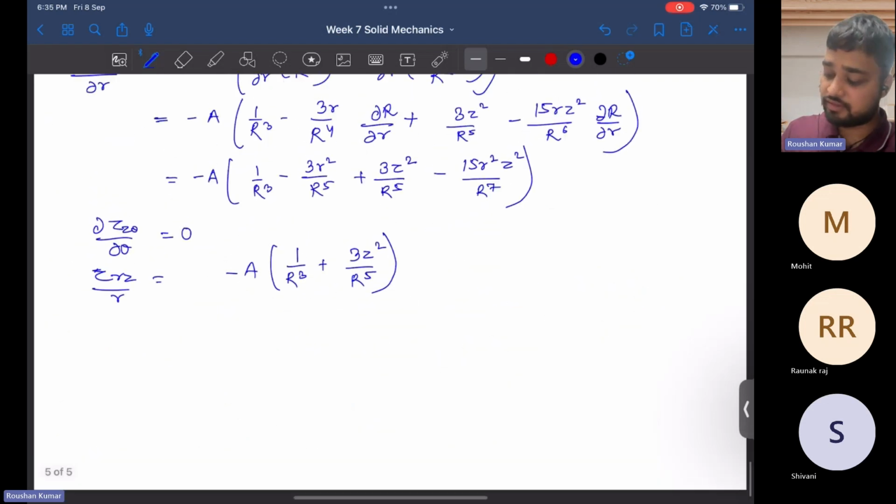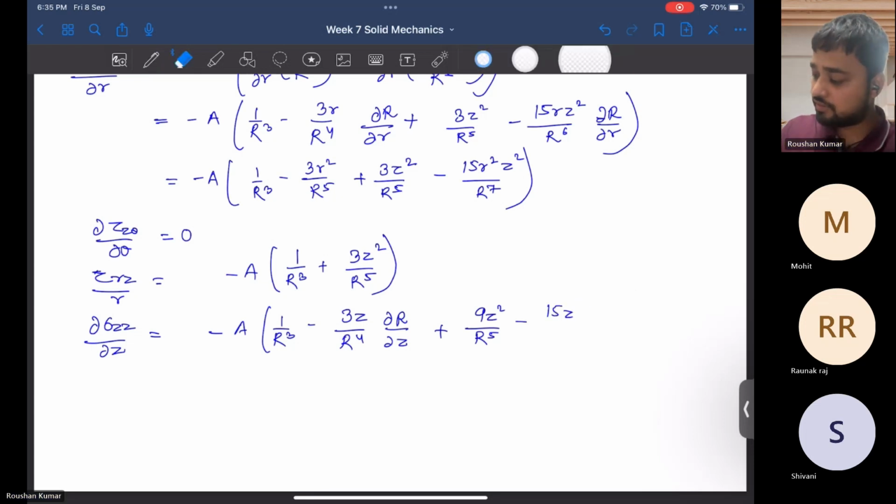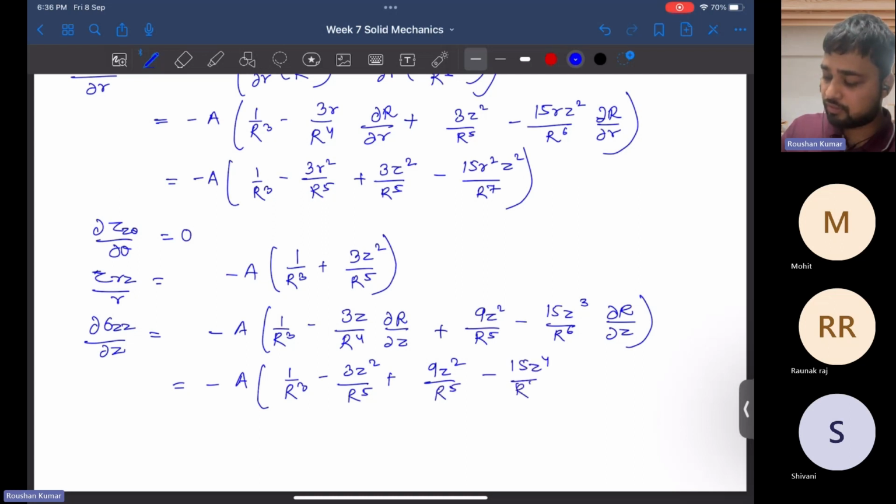The next thing is del sigma zz upon del z. So del sigma zz upon del z equals minus A times 1 by R cube minus 3z upon R to the power 4 del R upon del z plus 9z square upon R to the power 5 minus 15z cube upon R to the power 6 del R upon del z. So the final expression that we get is minus A times 1 by R cube minus 3z square upon R to the power 5 plus 9z square upon R to the power 5 minus 15z to the power 4 upon R to the power 7.